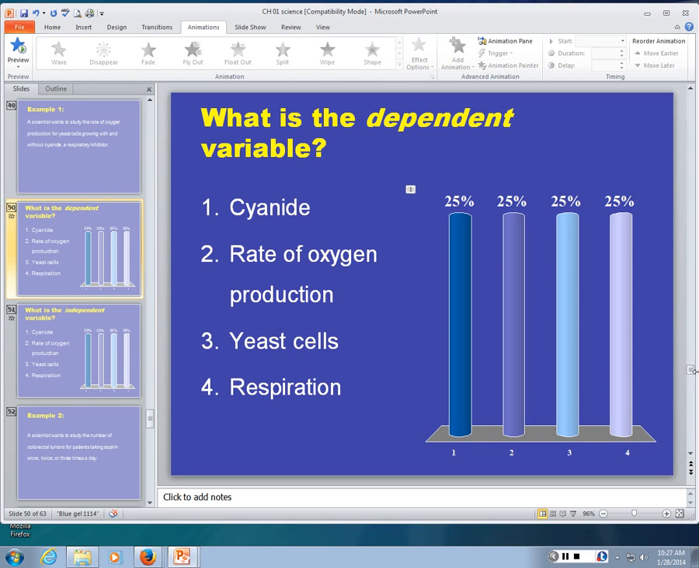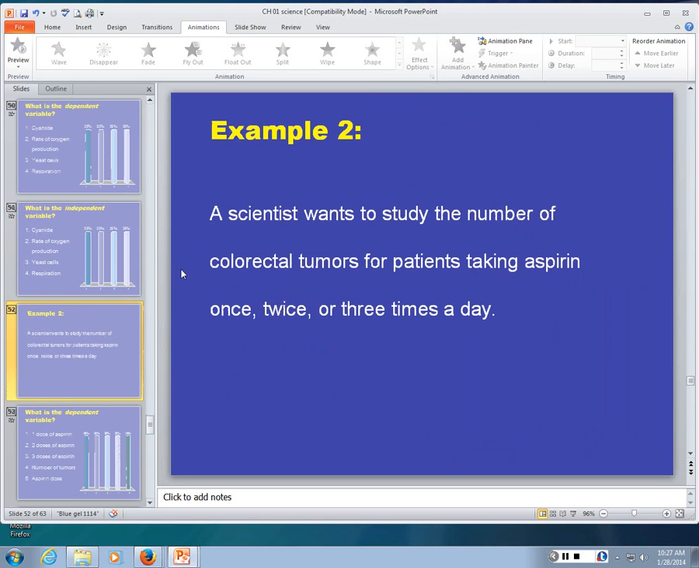Lori, what question do you have? Okay, so let me go back. Let's see another example that I have in here. Someone wants to study the number of colorectal tumors for someone taking aspirin once, twice, or 3 times a day. So that's our experiment design.